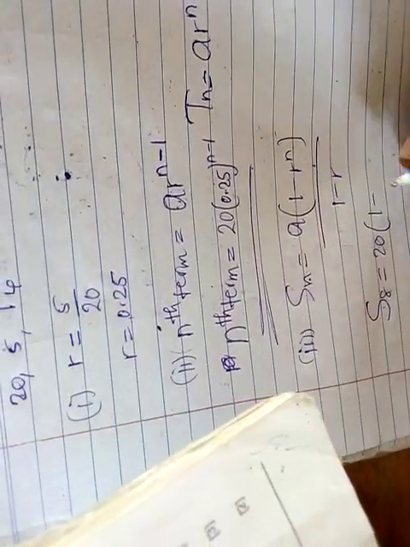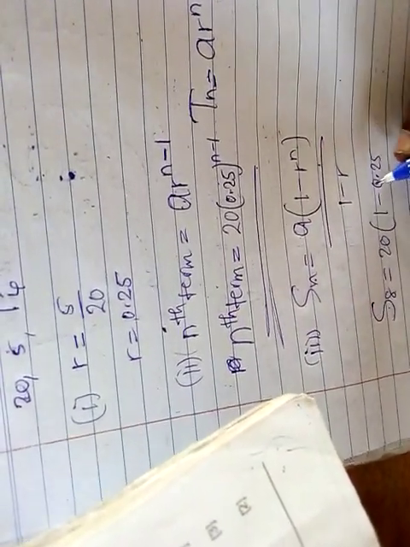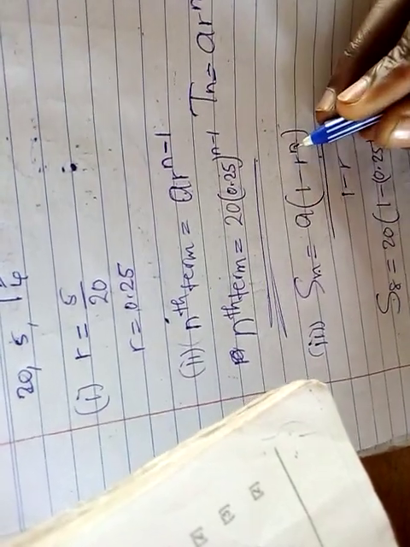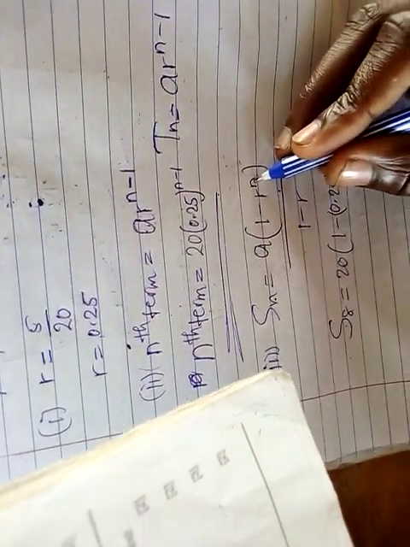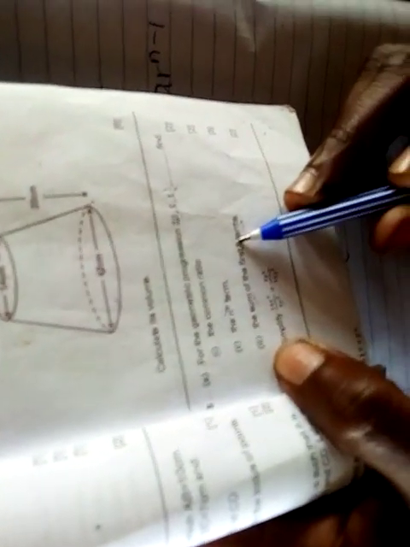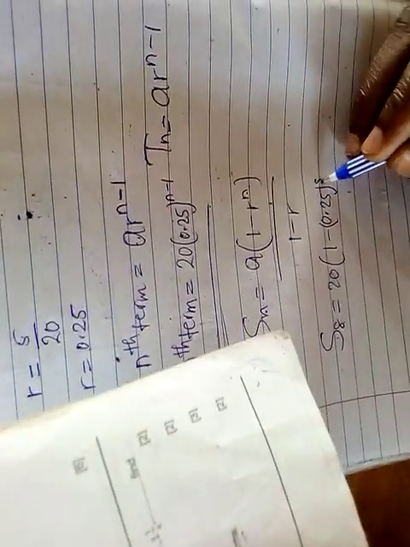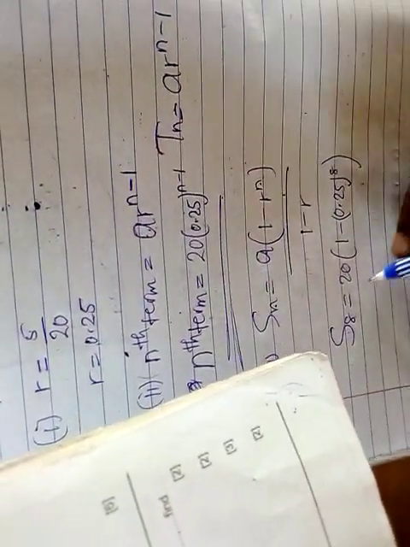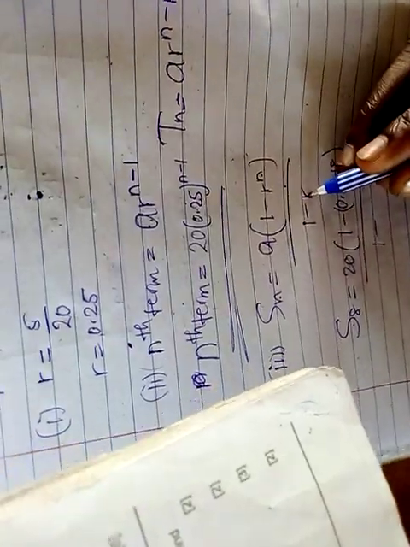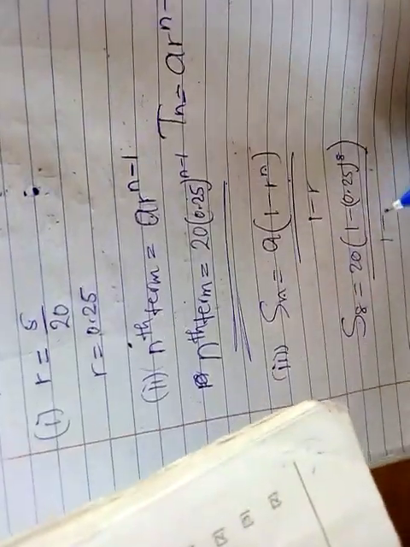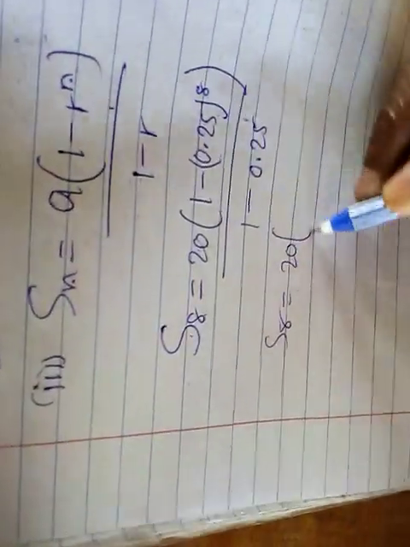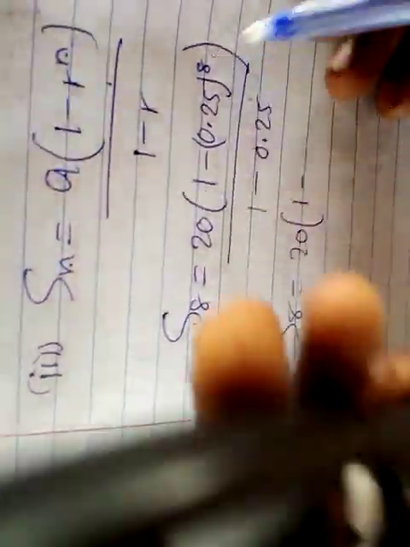We put 0.25 to the power n. N is how many terms we are adding. We are finding the sum of the first 8 terms, so it is to the power 8. And 1 minus R is 1 minus the common ratio 0.25. So S8 is equal to 20 times 1 minus 0.25 to the power 8.